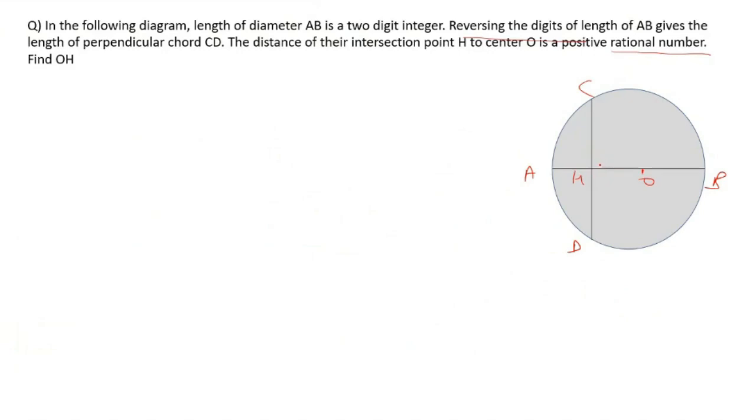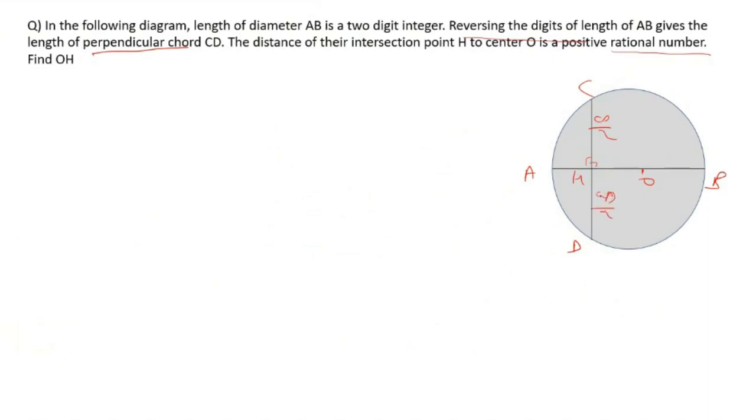Cool. So first things first, these chords are perpendicular, which is given. What can I collect from that? That this is a line, this is a perpendicular from center to chord. So this will be half of this. So this will be CD by 2. This will be CD by 2.